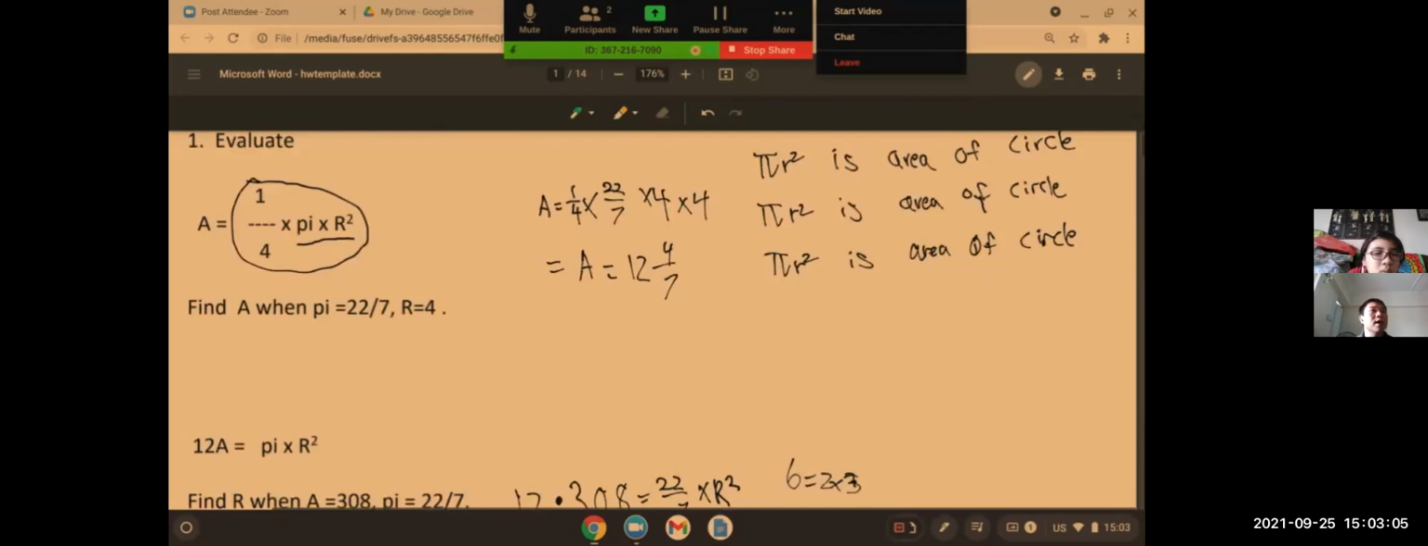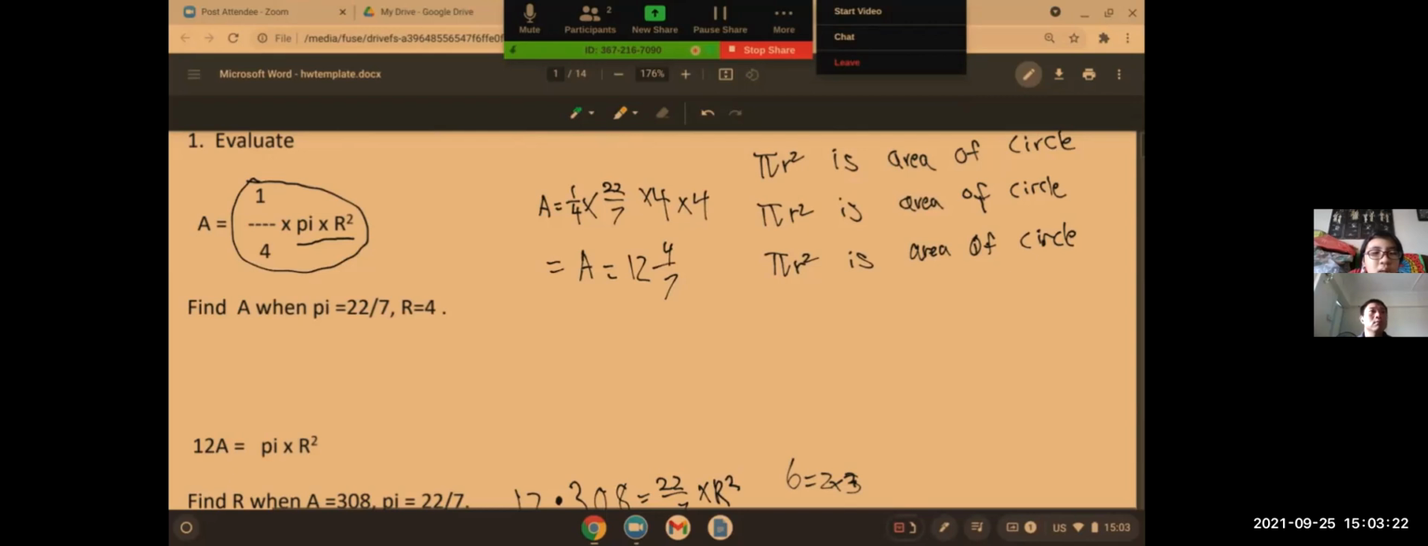Just read. What's that? Evaluate. What's the right hand side? I'm asking you what's the right hand side? A equals. What's the right hand side? Right hand side, not A equal.